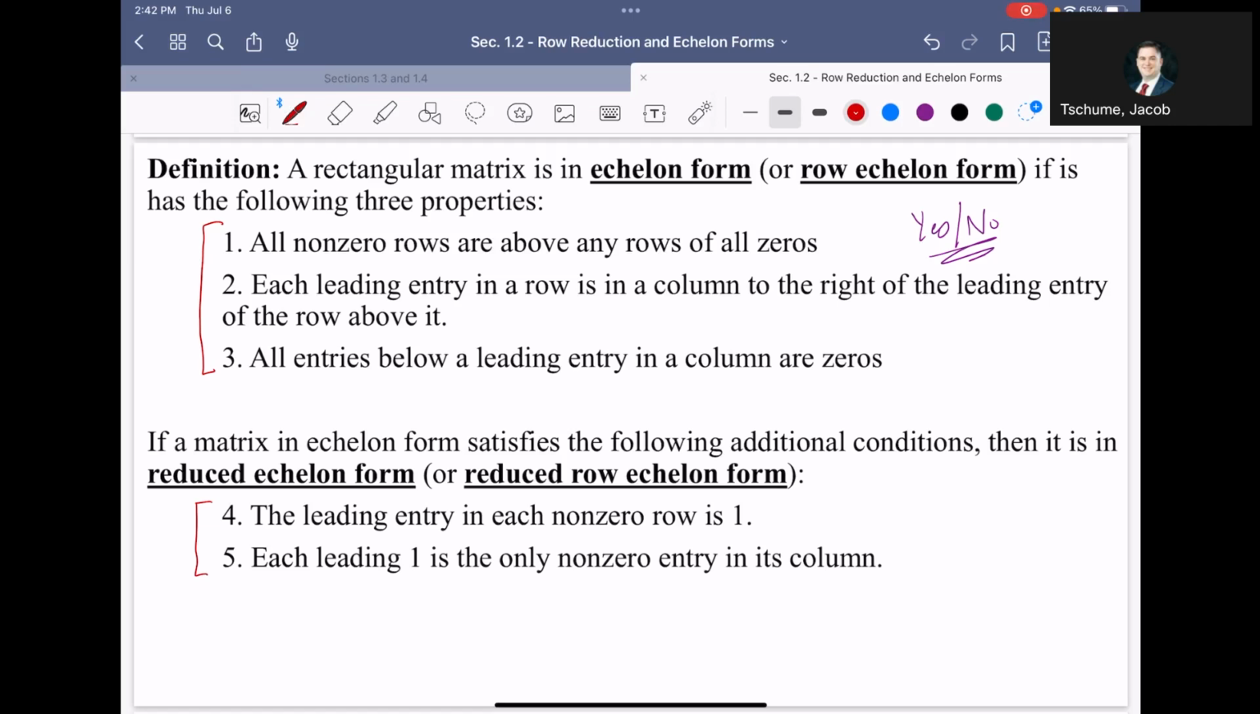That goes back to my point a few minutes ago from point number 3. Instead of making just the numbers below the leading entry 0, you now have to make everything above and below the leading ones 0. The reason that we go a little bit further into reduced echelon form in this section is because if you are actually looking for the solution to something, like the question says, what is the answer to this, you have to go all the way to reduced echelon form in order to achieve that.